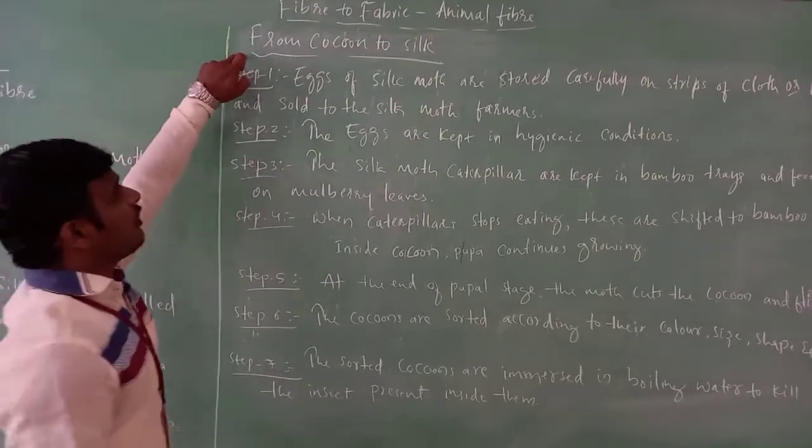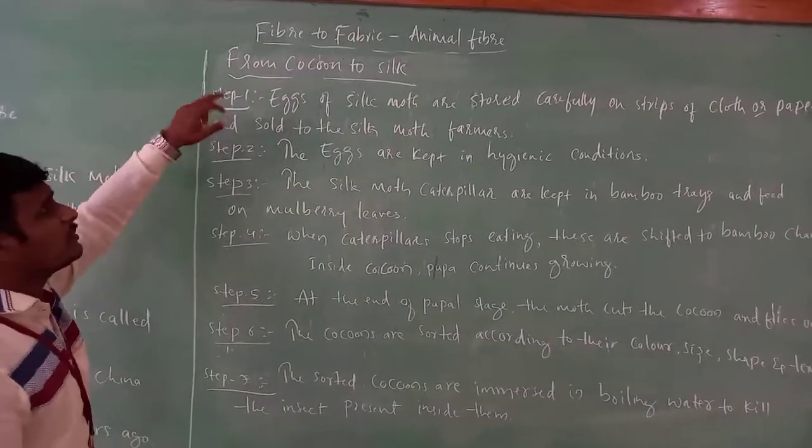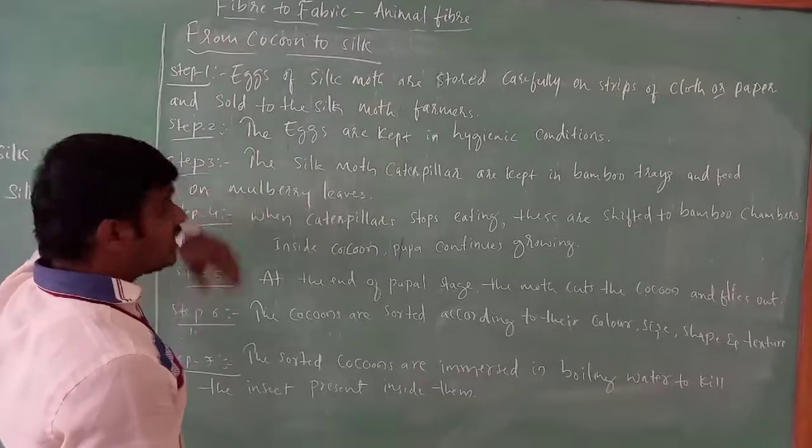Next thing is from cocoon to silk. So here are some of the steps, from which we are going to see how we get the silk from the cocoon.